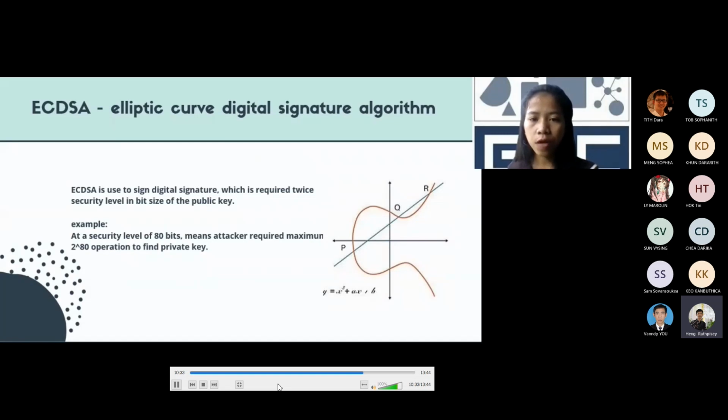ECDSA, or the Elliptic Curve Digital Signature Algorithm, is used to sign a digital signature, which requires twice the security in bits of the public key. It's like when we want to sign a signature digitally, so we use this part of ECDSA to apply security on it.